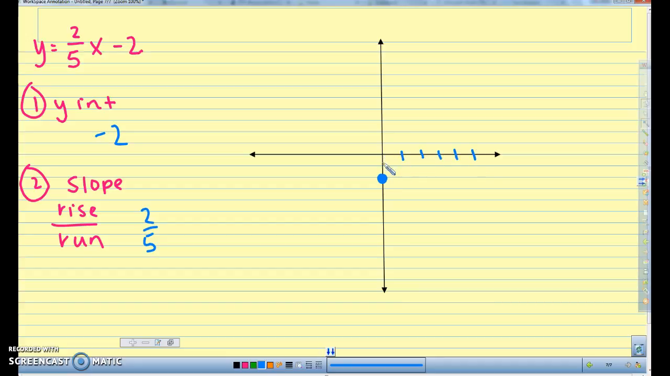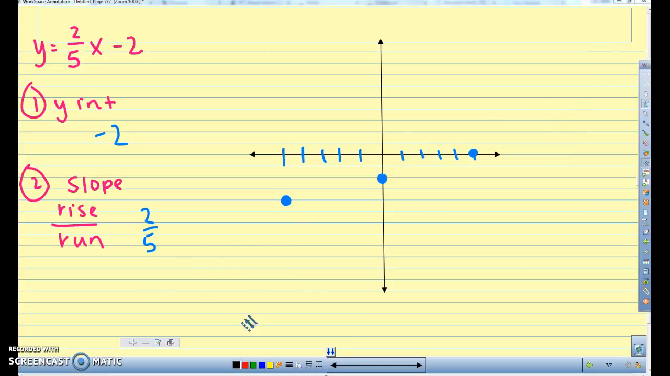So I'm going to go up 2, over 5. And there's my next point. Similarly, I can go down to the left 5, so down 2, over 5. The only reason I did that is because my coordinate plane, while it goes on forever, my paper does not. So that's going to be hard.